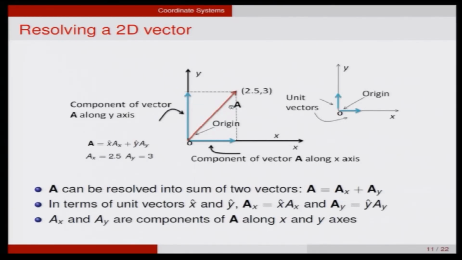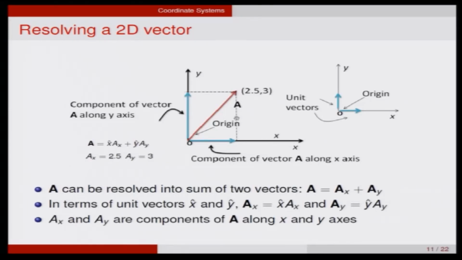Any point was actually given by the intersection of two lines. For example, you look at this point (2.5, 3), the point at which the vector A is terminating. It is actually the intersection of two lines. This vertical line that is shown here corresponds to the constant value of x. So, this line is x is equal to 2.5, whereas this horizontal dashed line is the line y is equal to 3.